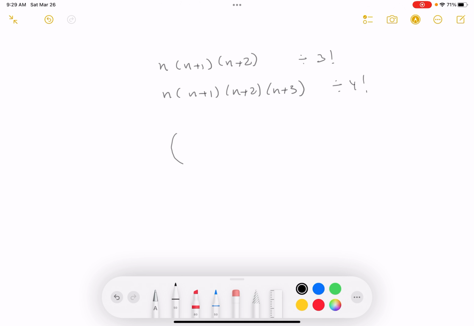So I'm going to put down n choose k. These are binomial coefficients. What does this equal? N factorial. And what goes on bottom? K factorial over n minus k factorial. And this is an integer.